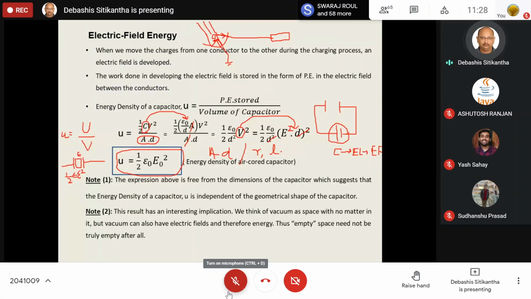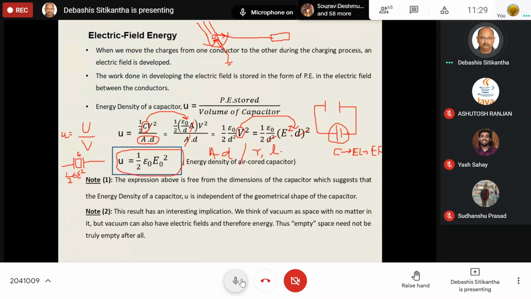So note number 2 says: this result has an interesting implication. We think of vacuum as space with no matter in it, but vacuum can also have electric fields and therefore energy. Thus, empty space need not be truly empty after all. That means whenever we say there is a vacuum, always remember that it is never an ideal vacuum. Rather, it is a partial vacuum, which means it has some sort of matter inside it. And it is because of this matter that you have some energy inside the vacuum-core capacitor. Okay?